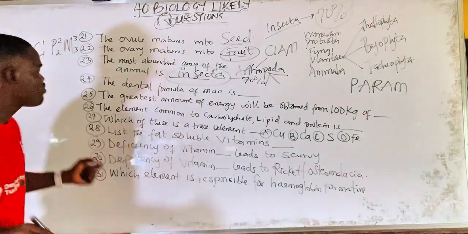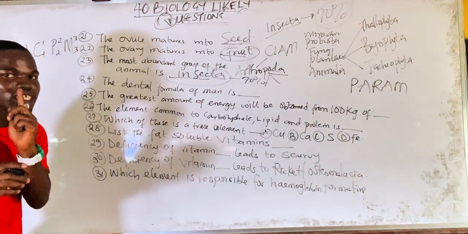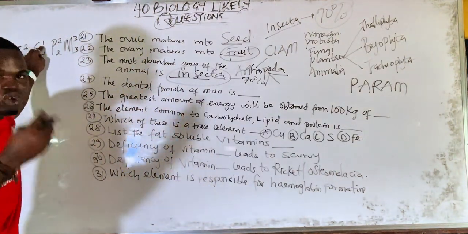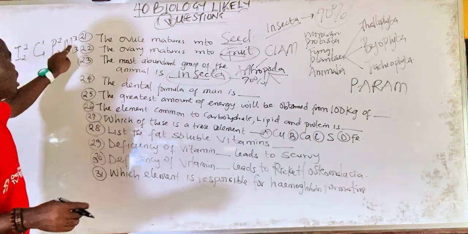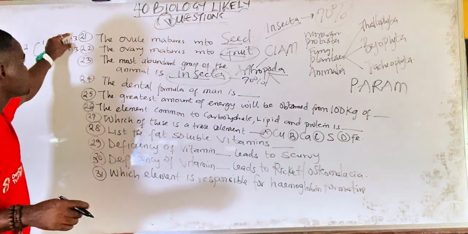The incisor, the first set of teeth you will see. The first 2 sets of teeth are the incisors. The third set is the canine. The next set is the premolar. And the next is the molar. They are the 3 sets.